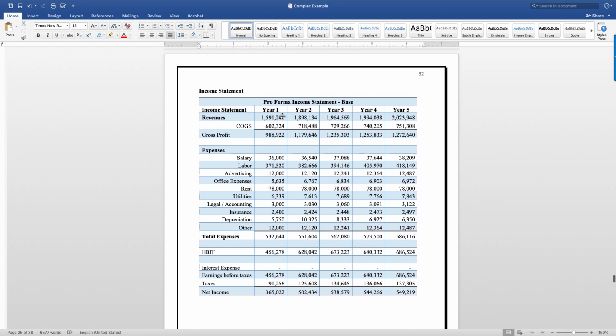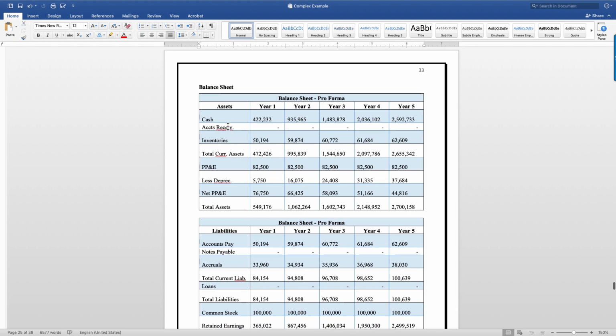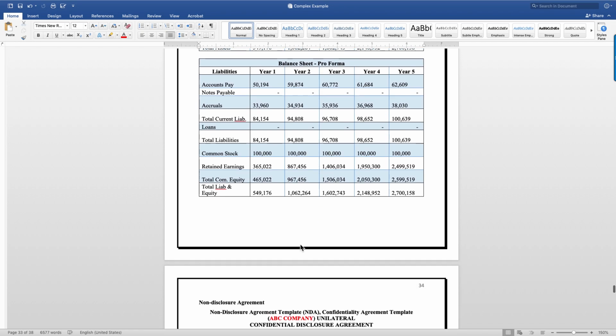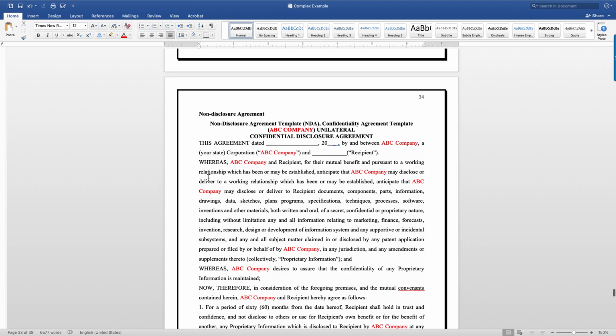Once we're done with that, we get to the income statement. The income statement is going to be for 5 years, and we're going to show some growth in there, cost of goods. And then we have our balance sheet: cash, accounts receivable, accounts payable, notes payable, all this information I do for y'all. And for this section, to finish it out, I do include a non-disclosure agreement.